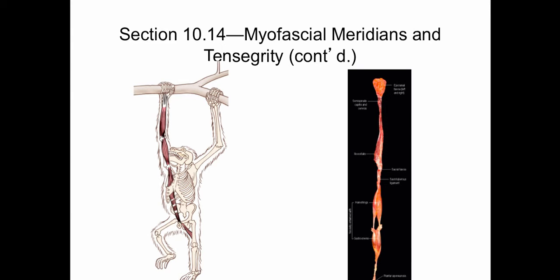The drawing on the right shows a myofascial meridian in a monkey hanging from a tree. The photo on the left shows a dissection of the superficial back line myofascial meridian of the body. Conceptually, if a strain occurs at one point along this myofascial meridian, effects of that strain could be felt in distant locations along the myofascial meridian.